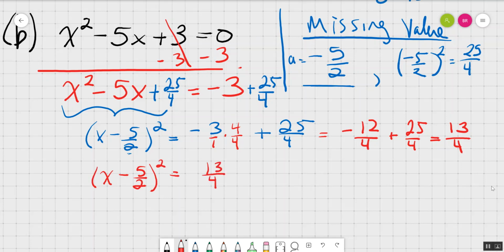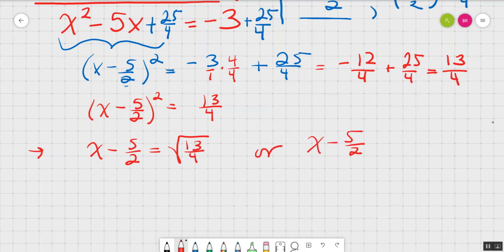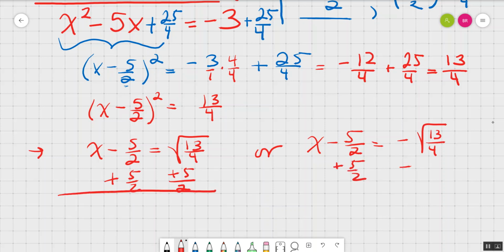Now that we have a single value on that side, we can go ahead and use our property. Woohoo! So we get that x minus 5 halves is equal to the square root of 13 fourths, or x minus 5 halves is equal to the negative square root of 13 fourths. Perfect. And we're just going to add our 5 halves. Remember, it's not under a root, so you can't combine it. So don't try to add the square root of 13 fourths to 5 halves. You 100% can't do it.